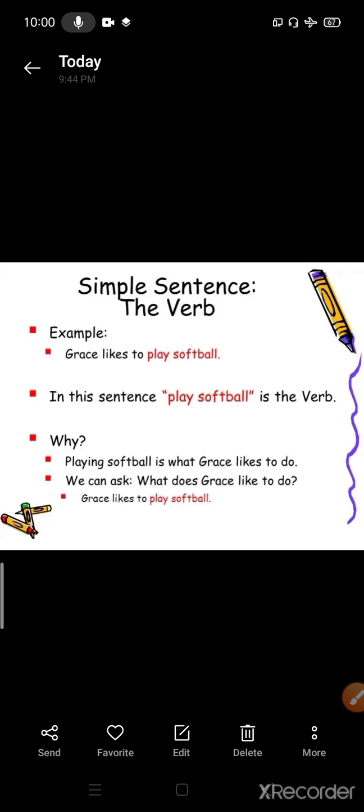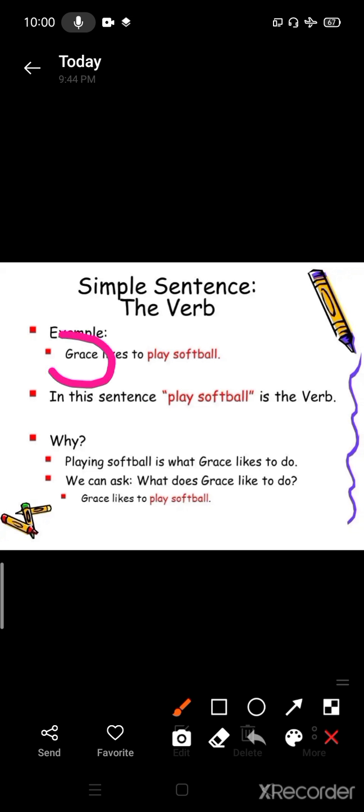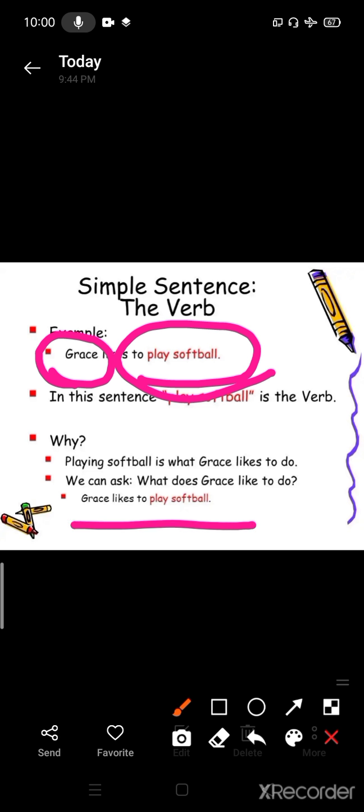For example, Grace likes to play softball. Here we have already known about Grace. Grace is a naming word, so it is a noun. And what does she like to play? She likes to play softball. So it is a verb. Why? Playing softball is what Grace likes to do. A question can be made: what does Grace like to do? Grace likes to play softball.